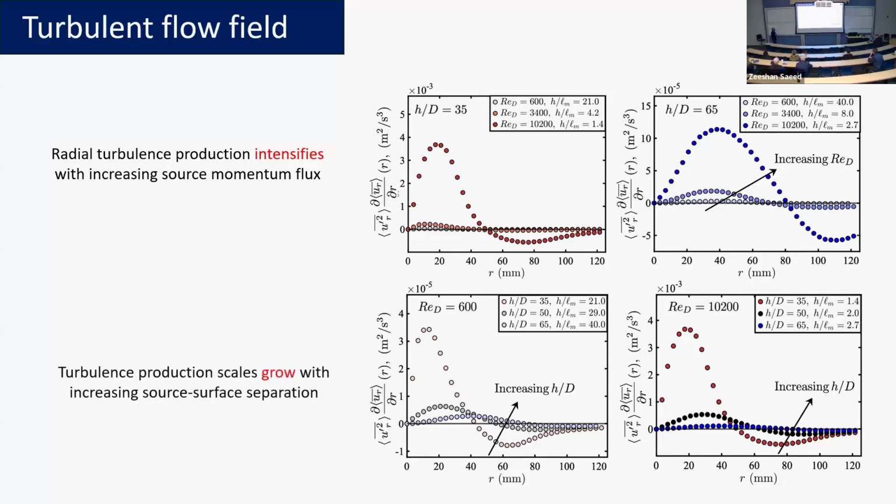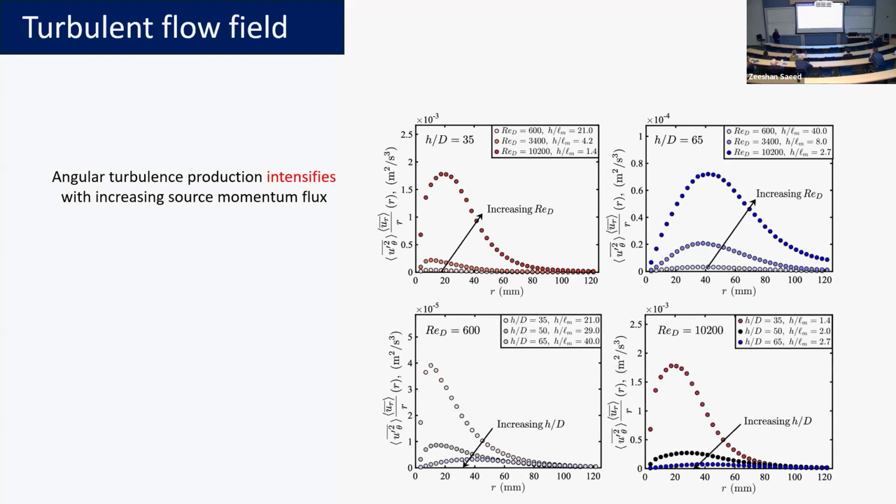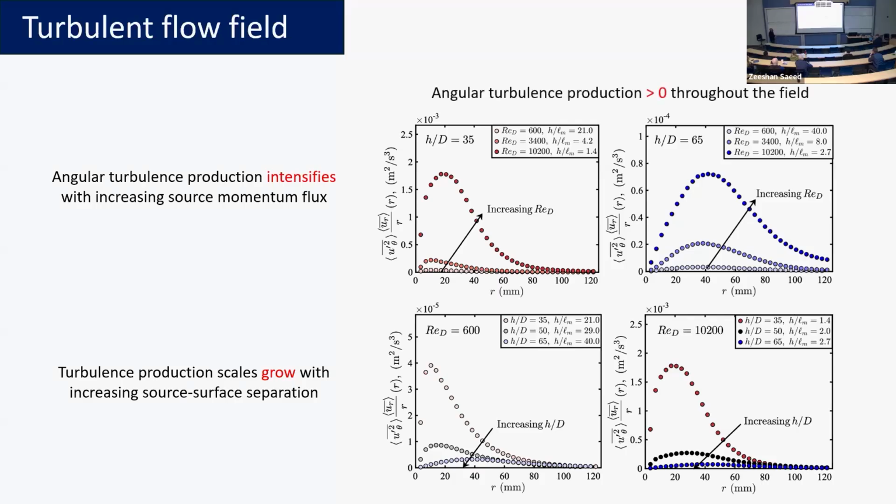So turbulent production scales grow with increasing source separation. And the last plot, for the angular production of the turbulence profile, shows nothing out of the ordinary. They're just reconfirming whatever we have been observing in the previous plots. Angular turbulence production intensifies with increasing source momentum flux. And if I'm increasing the separation, it's only contributing to growing the scales of turbulence production, so that the intensity with which the turbulence is being produced also diminishes. So that is it for the results.